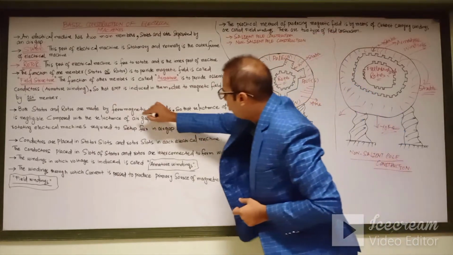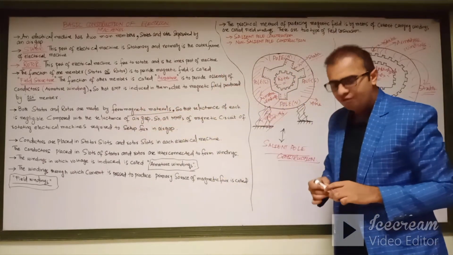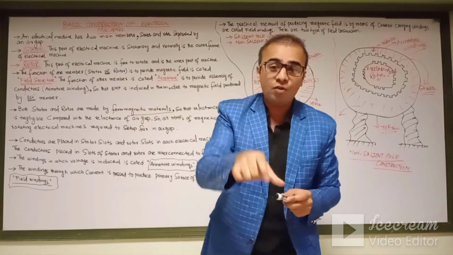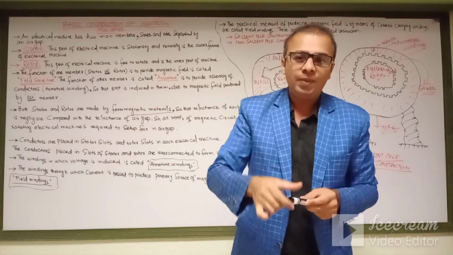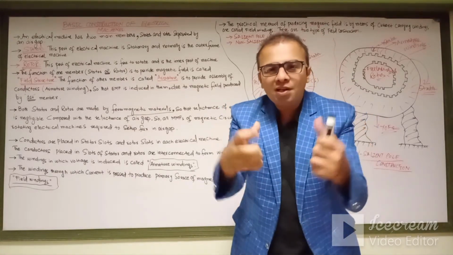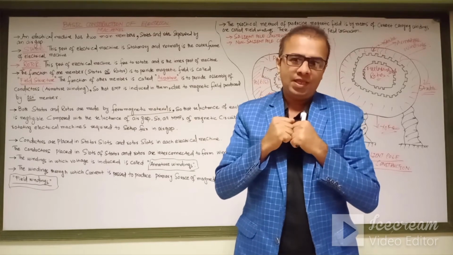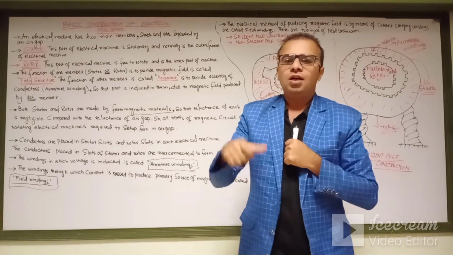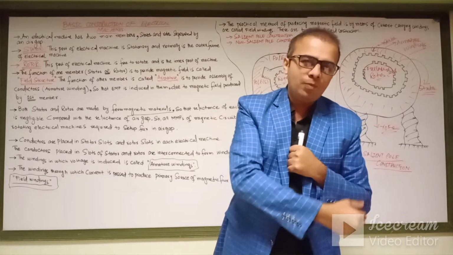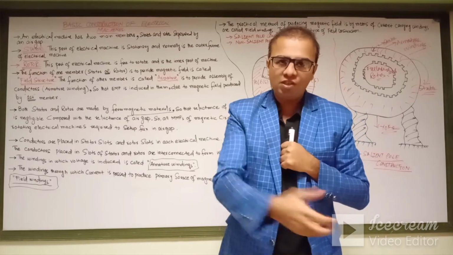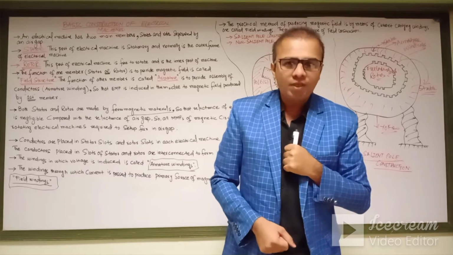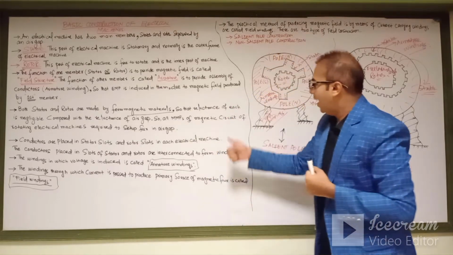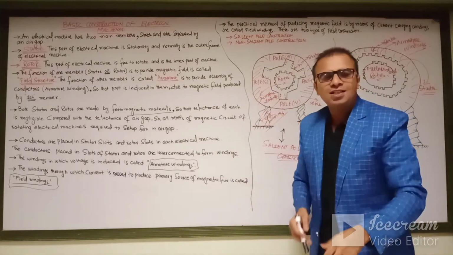Now, ferromagnetic materials. Ferromagnetic materials are the type of electrical or magnetic materials which are strongly attracted by magnets. Generally, the cores of electrical machines are designed on the basis of ferromagnetic materials, because they have strong magnetic attraction towards magnets. And the reluctance of each is negligible.